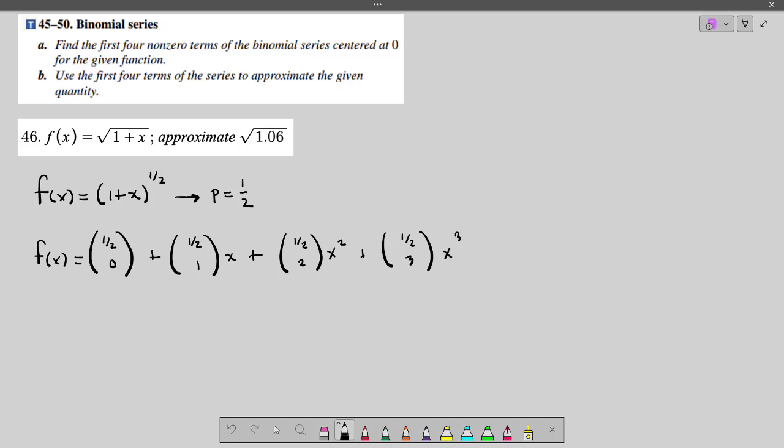And we usually go to 4 non-zero terms, so there's the binomial expansion for this. This is how we can write powers of a binomial as an infinite series.